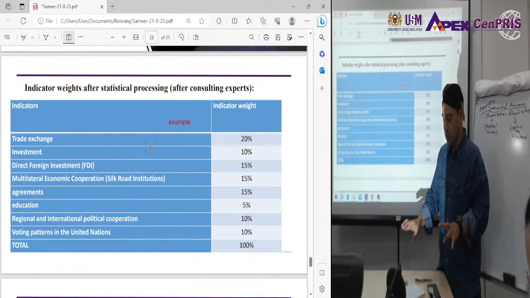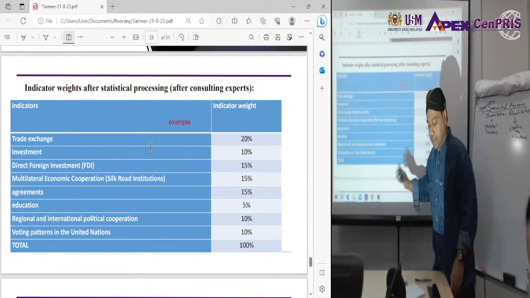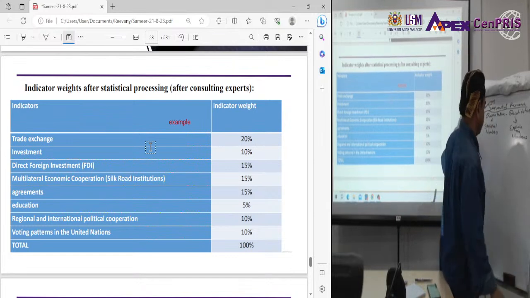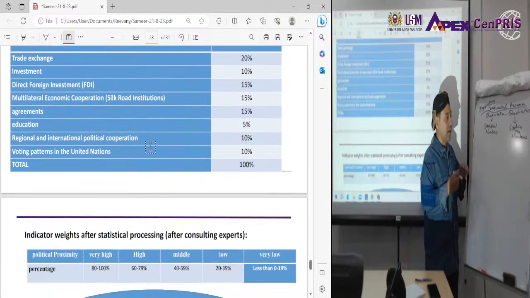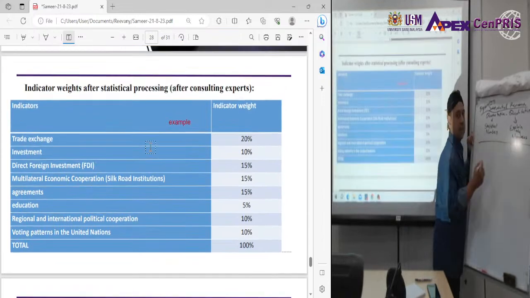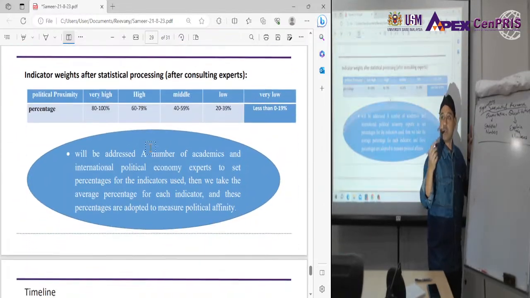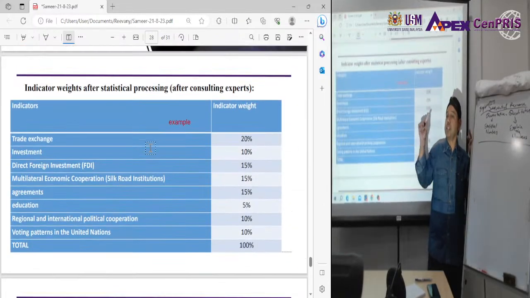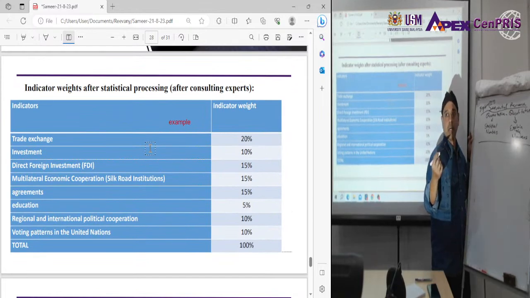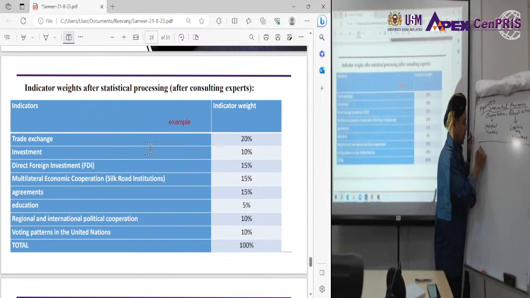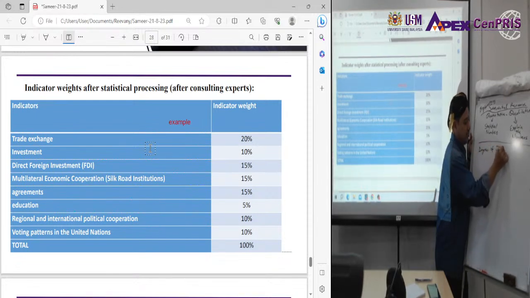So another method I'll show you, without necessarily asking the experts to put a percentage weightage, is to put a degree of importance. Degree of importance. So you can put 0 to 10.